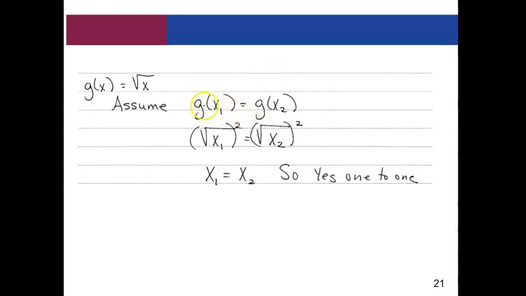Okay, so we start by assuming that g of x sub 1 equals g of x sub 2. So we plug that in, we get the square root of x sub 1 equals the square root of x sub 2. We'll square both sides, and that gives us x sub 1 equal to x sub 2, and that's what we were needing to show.